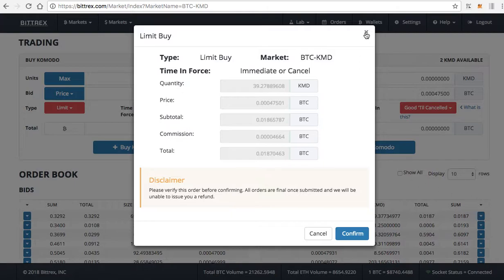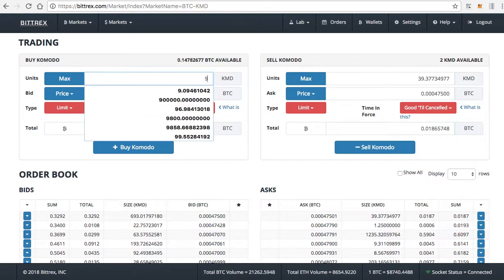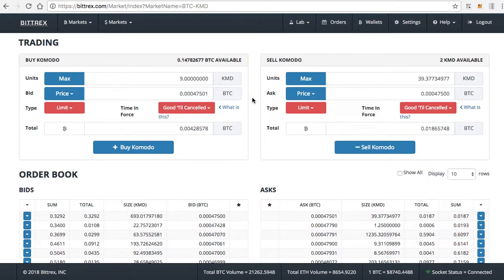Okay? If I want to fill it immediately, but I don't want to buy 39, let's say I only want to buy 9, then I'm just going to click on that, okay? And it automatically fills in all the information, and then I could just erase the 3, just set it to 9, okay? And it will buy 9 Komodo, okay?